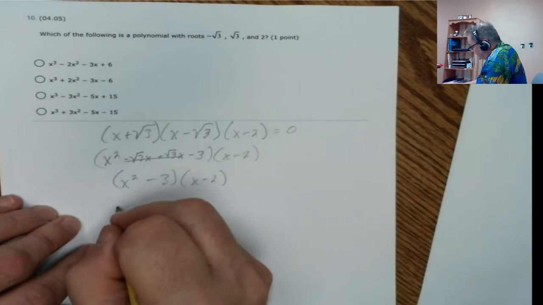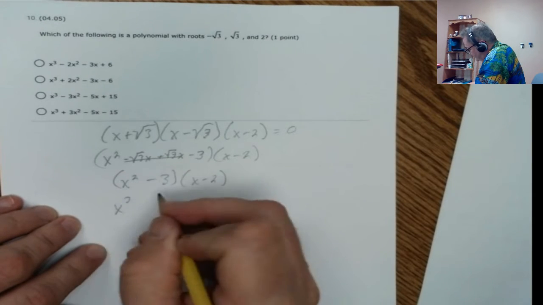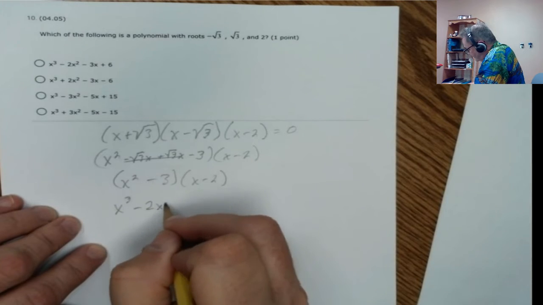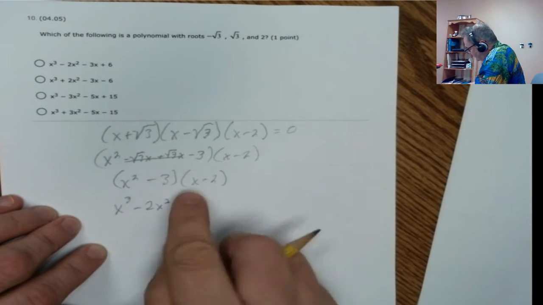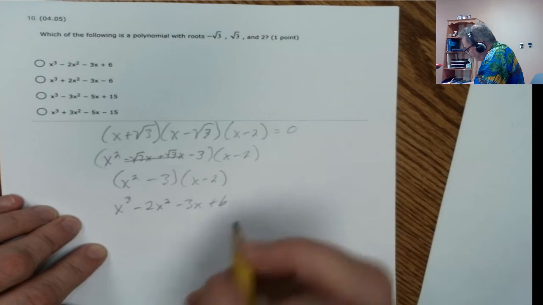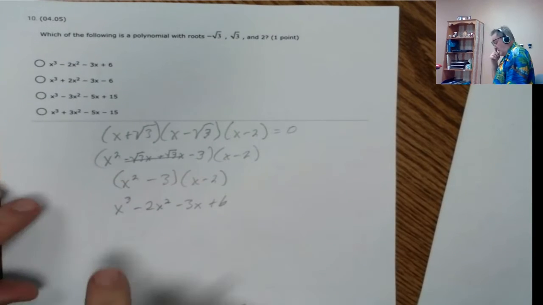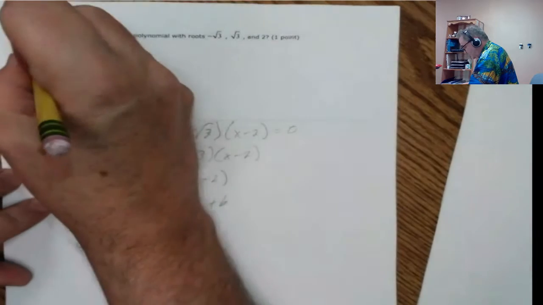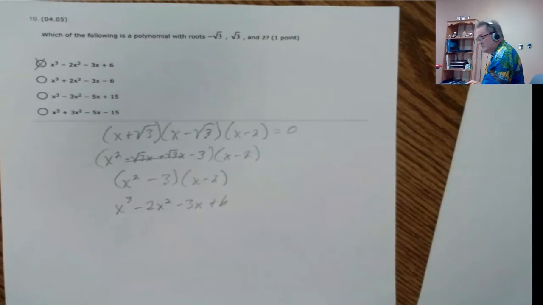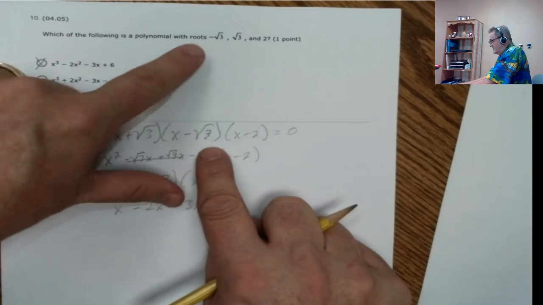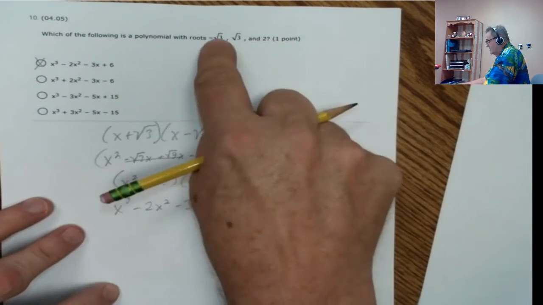So let's distribute x times x. x squared times x is x to the third. x squared times negative 2 is negative 2x squared. Negative 3 times x and negative 3 times negative 2. So that should be our answer right there. x to the third minus 2x squared minus 3x plus 6. Perfect. We just had to multiply those back together, set them up as factors instead of roots, right?